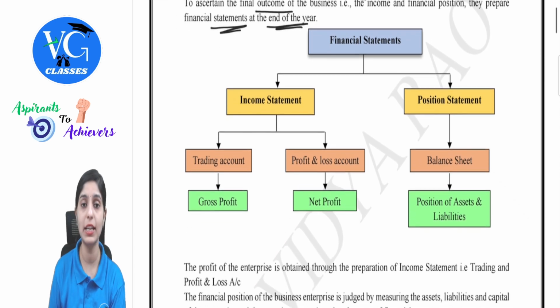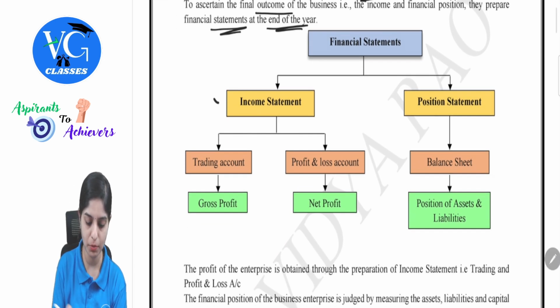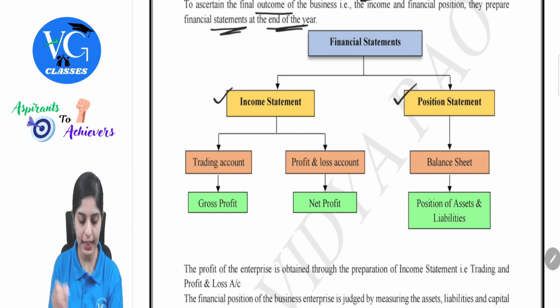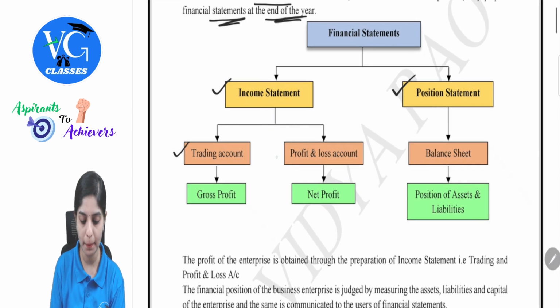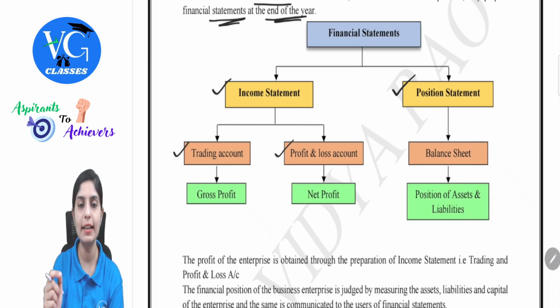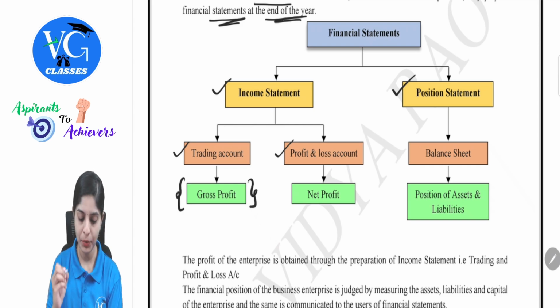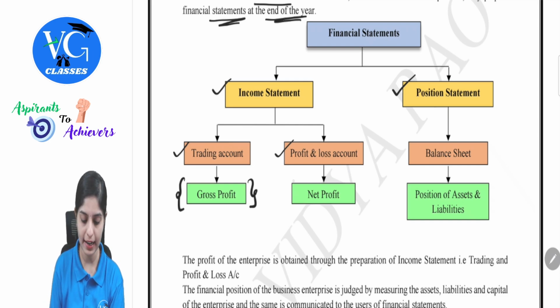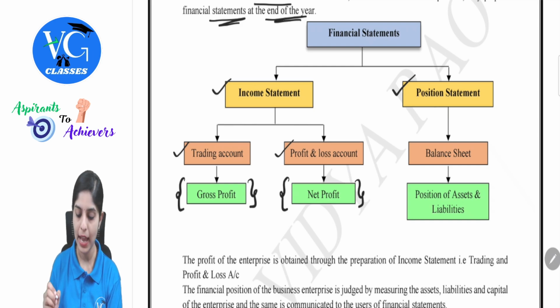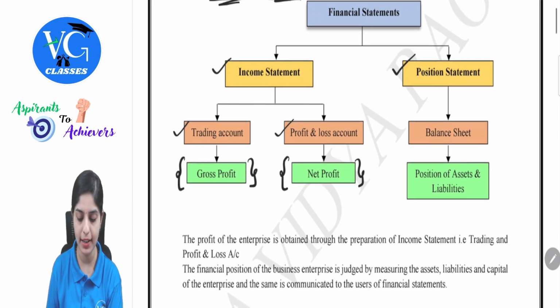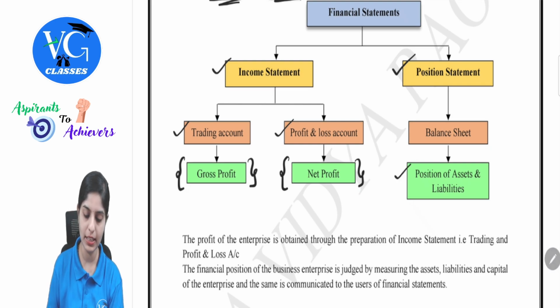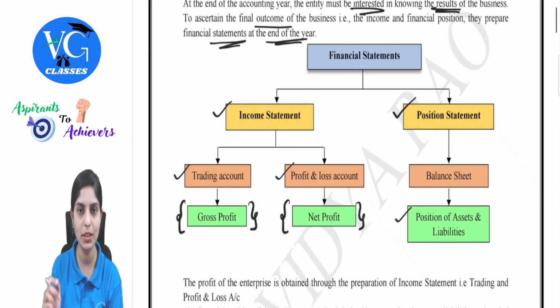So financial statements, we can analyze in two statements. One is the income statement, another one is the position statement. The income statement is further classified into two sets, one being the trading account, another being the profit and loss account. What is the resulting figure in the trading account? We arrive at gross profit or gross loss. What is the resulting figure in profit and loss? We arrive at net profit or net loss. And then in the position statement, we have the balance sheet, which presents your assets and liabilities. This reflects the position of assets and liabilities. This is just an overview of what financial statements include.